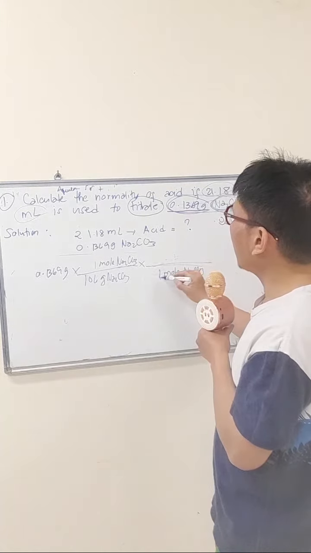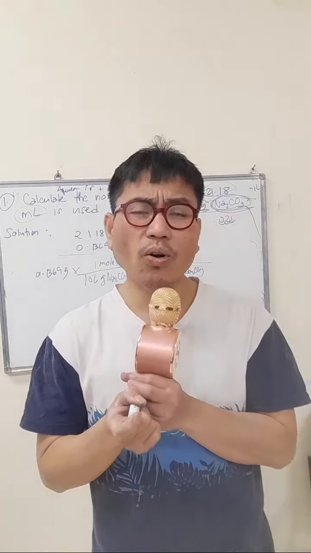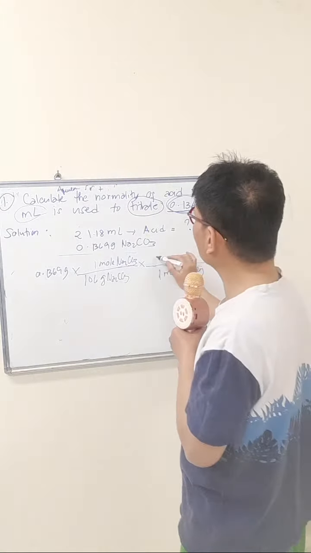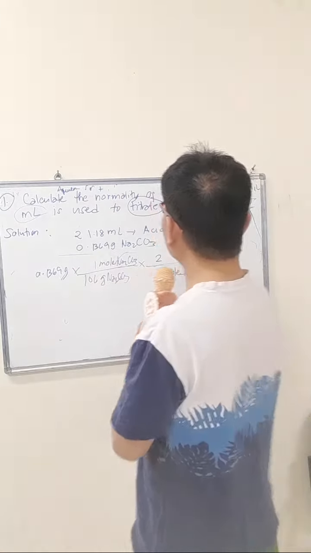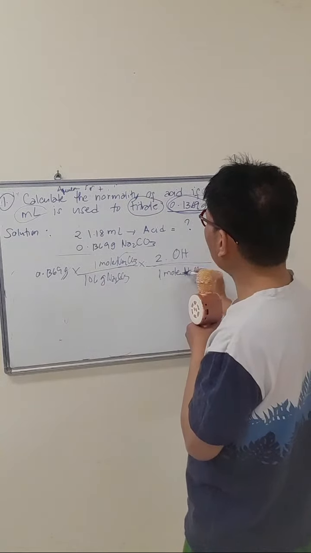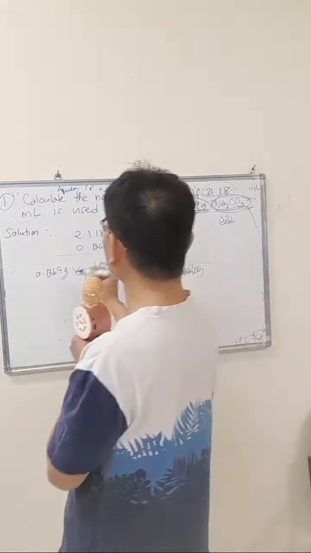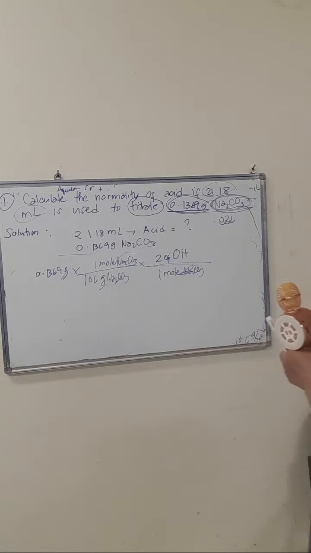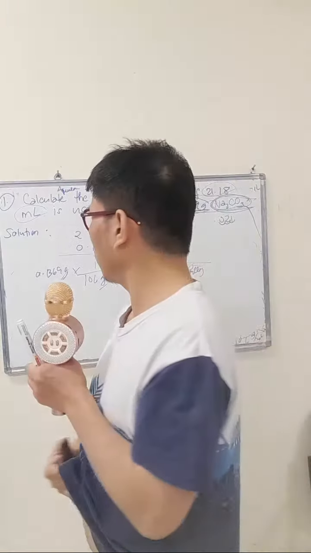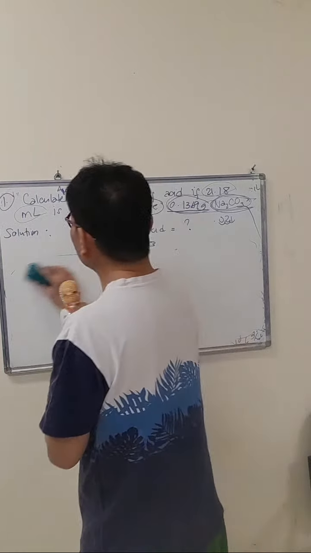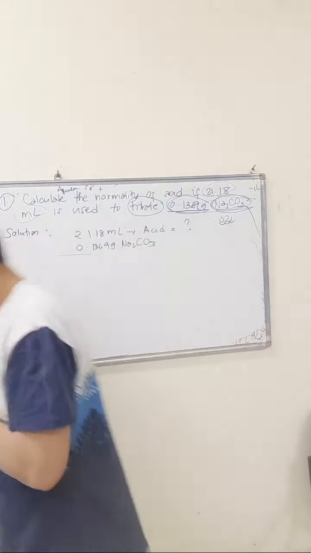Then relate that to the OH. It is replaceable because it is a base. So here we have 2 OH negative. Cancel the 2. This is the equivalent. Try solving it yourselves, guys. Get the point? Any questions so far for this question number 1? The answer is 0.1218 normality, or equivalents per liter.